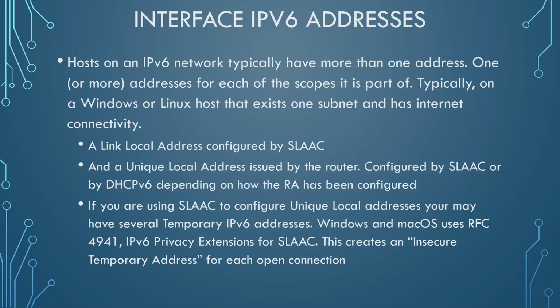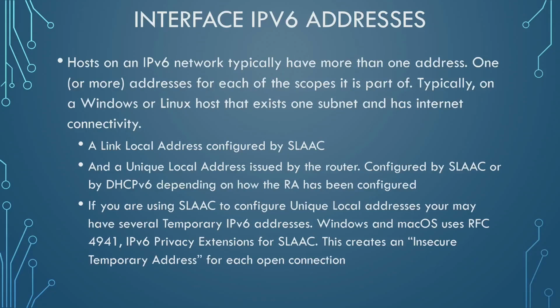Typically, if you were to look at an interface of a machine that is on an internet-connected IPv6 network, you'll see a number of addresses, including a link local address, which is used for local communications on that network, and a unique local address that's either configured by SLAAC or DHCPv6, depending on how you configured your RA.